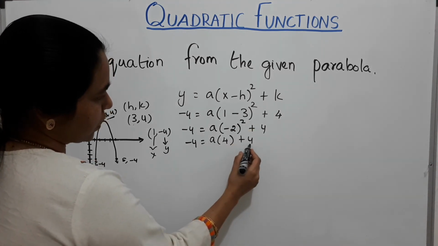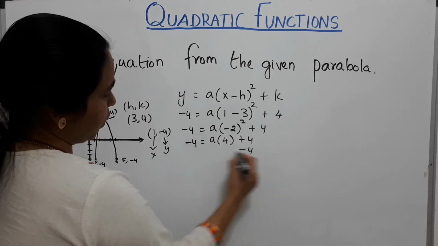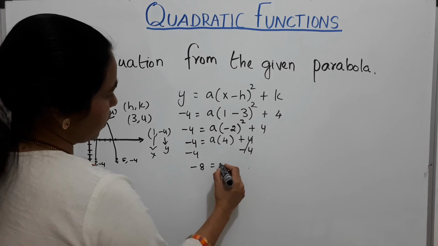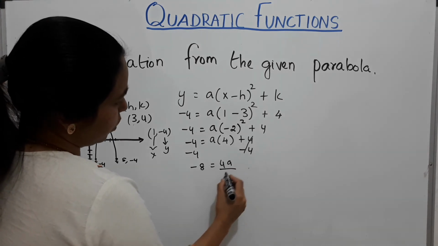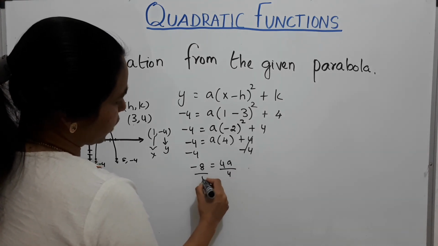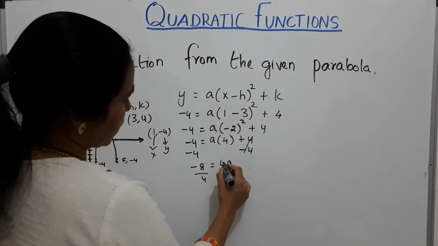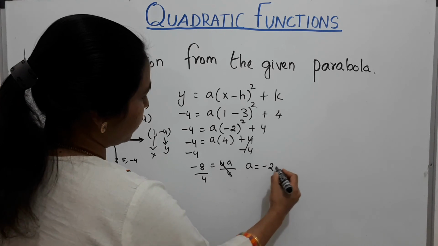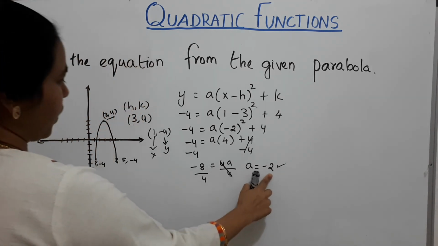So when you move this 4 to the other side, minus 4, minus 4. So this will be gone. So negative 8 equals 4a. So divide both sides by 4 to get the value of a. So this will be gone, and so a value is equal to negative 2. So you found the value of a now.